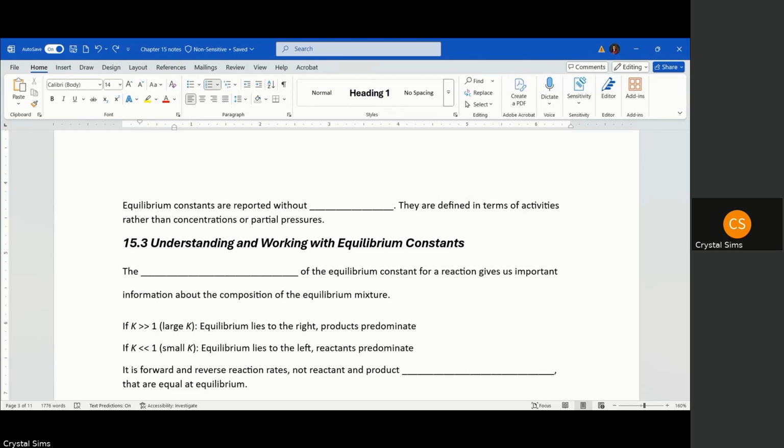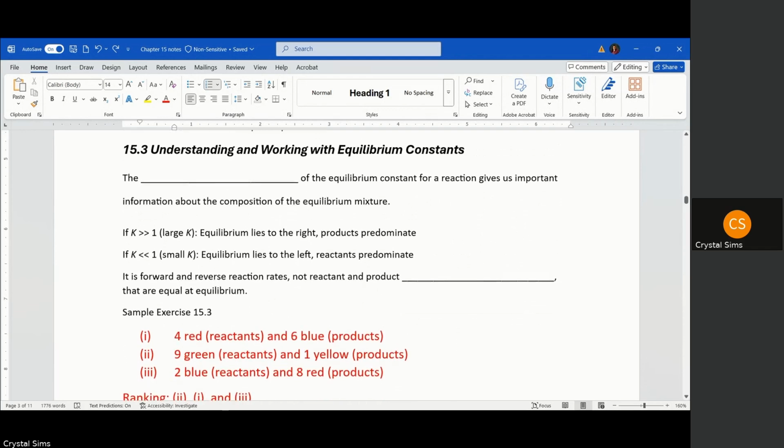If we have a large K, K greater than 1, that means that the products predominate and equilibrium will lie to the right. If we have a K that is less than 1, a small K, that means that equilibrium lies to the left, the reactants predominate. If K is 1, then that means that we are at equilibrium. We have an equal product and reactant.